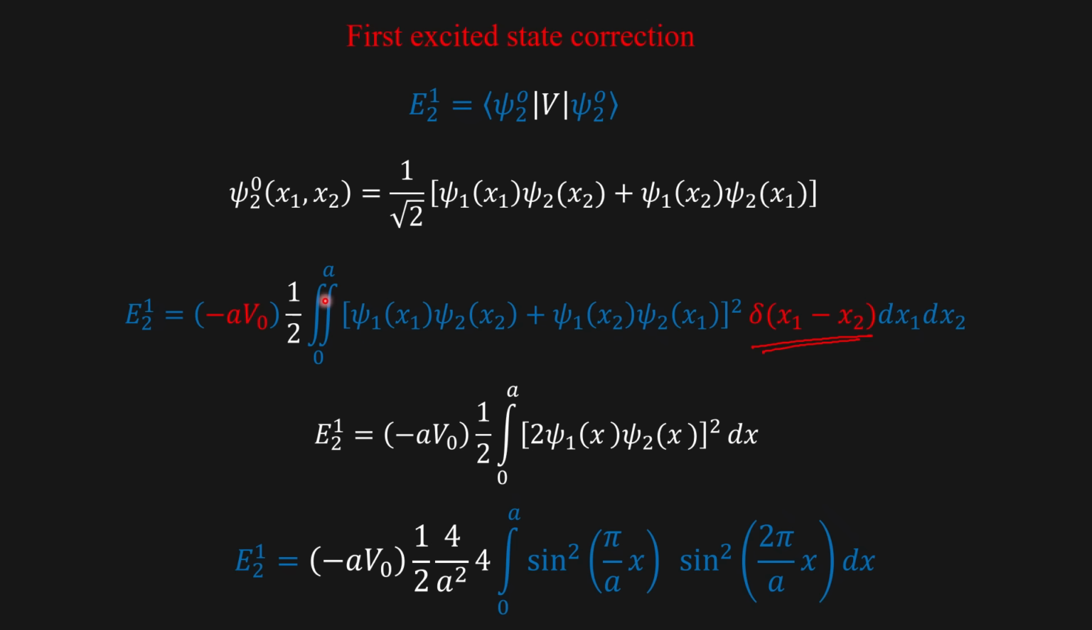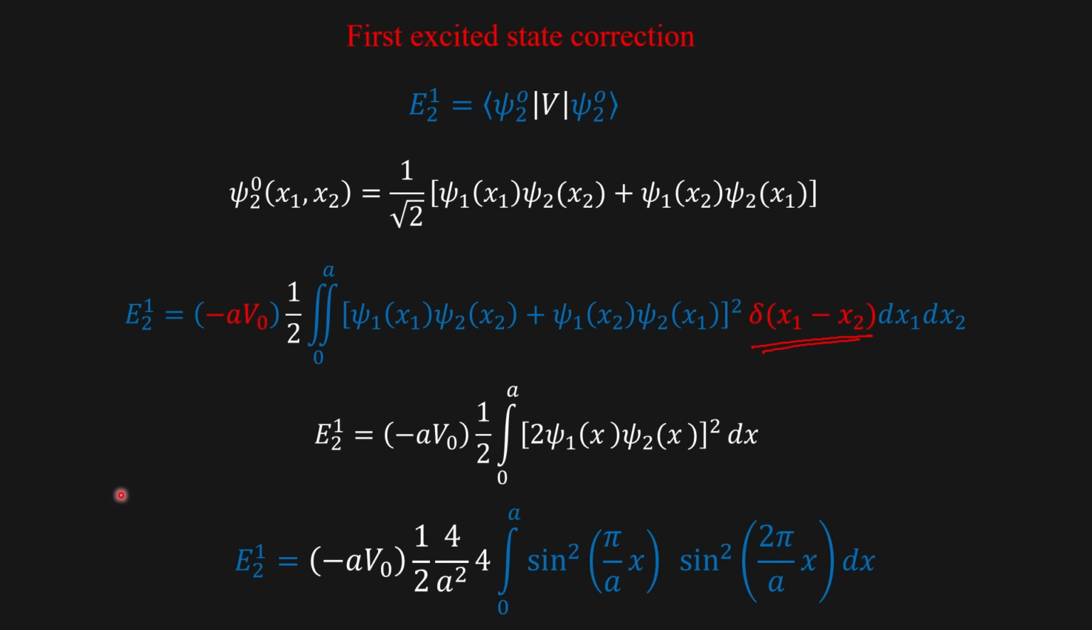So this double integral will become a single integral from 0 to a. Then we are replacing x1, x2 as x. So this will become 2 times (psi 1 of x, psi 2 of x) whole squared, because we are making the square of this one, and we are integrating with respect to dx. Now if you square 2, you will get 4 outside, and sine squared pi over a x.